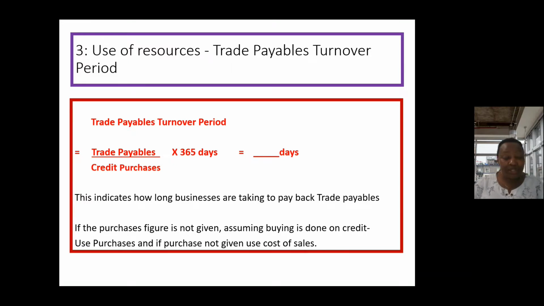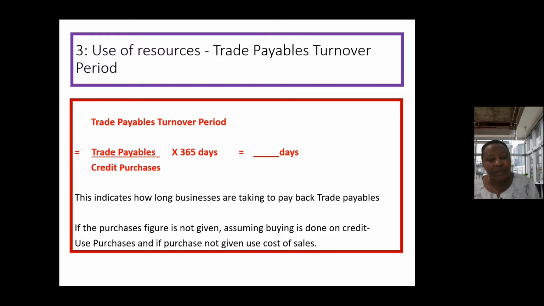Like I mentioned before, this information helps us to do some form of negotiation with our suppliers. So what the trade payable turnover period tells us is how long our business is taking to pay back trade payables. Apart from helping us to negotiate, we want to have a good relationship with our key stakeholder, our supplier. We want to ensure that we're paying them on time. So it's important for us to be aware of how long it's taking us to pay our suppliers and what we need to work on with that.